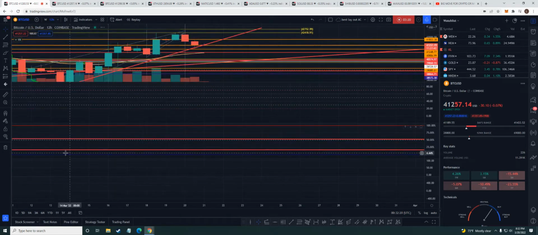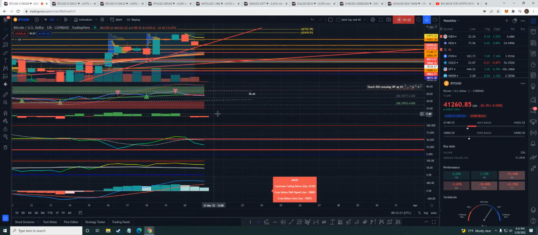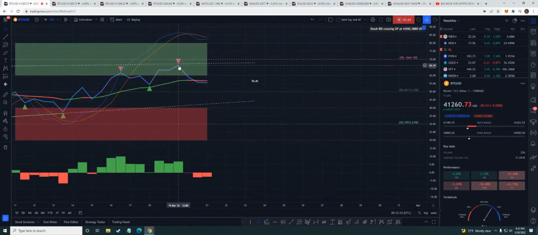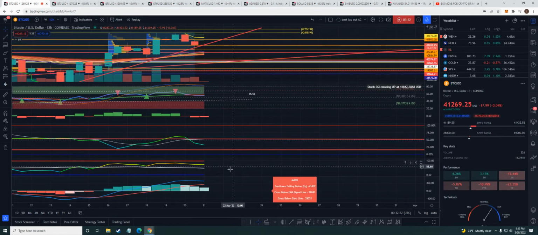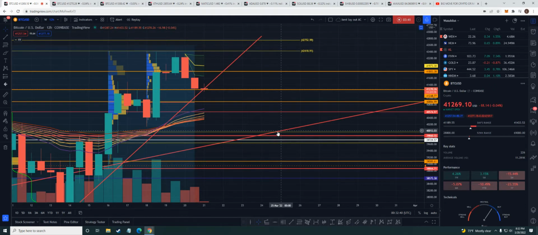Now, the only thing I'm seeing that I don't like is this 12-hour chart. You can see on the 12-hour, we just got some bearish divergence here, but it's not much. It's not anything really to be concerned about just yet. The MACD, of course, will continue to cross as long as we're under 41,452 area. So what do we got?